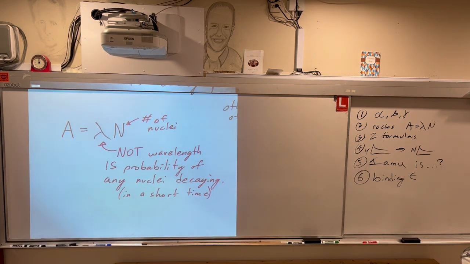Let's say you had 100 nuclei, and your lambda is 1%. What's your activity? 1 click per second. So your lambda can be in different time units as well. If your lambda was 1% per year, then what would be your activity?